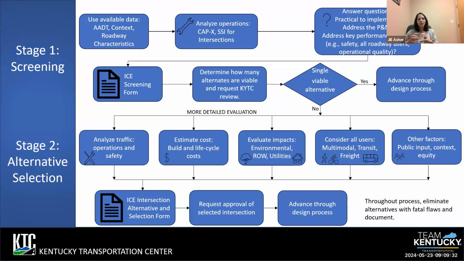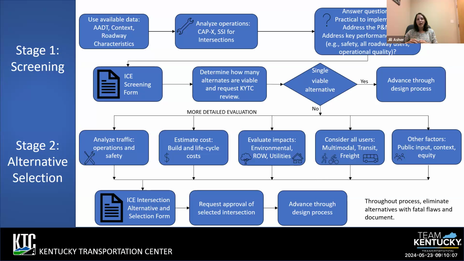For KYTC, this is the flow chart. You have your stage 1. That's really your very high level screening process. You look at different things like your capacity and safety at a very high level, and you answer some feasibility questions about intersection types. You report that on a form. It might be that in your stage 1 you have one alternate that's really the only viable one or one that really stands out. If so, you could document that and advance that alternate through the design process.